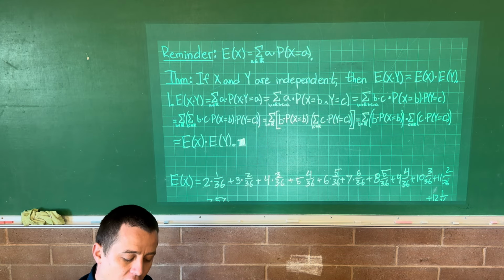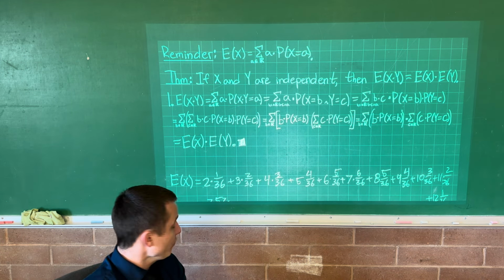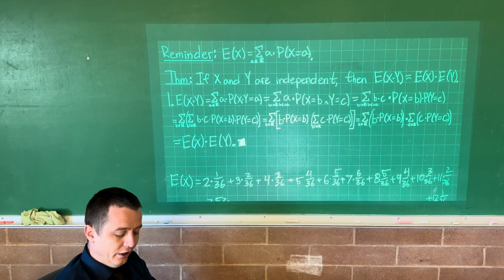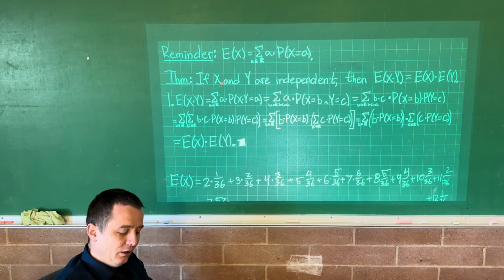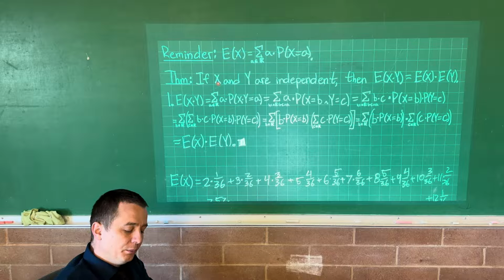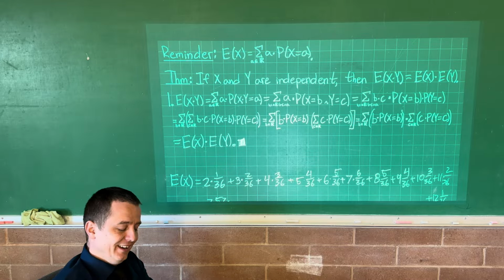Okay, so now what are we going to prove? We're going to prove that if you have two real random variables, x and y, and they are independent, then the expected value of x times y is equal to the expected value of x times the expected value of y. Now, what did it mean for x and y to be independent? The probability of getting both of them is the exact same as the product of their probabilities.